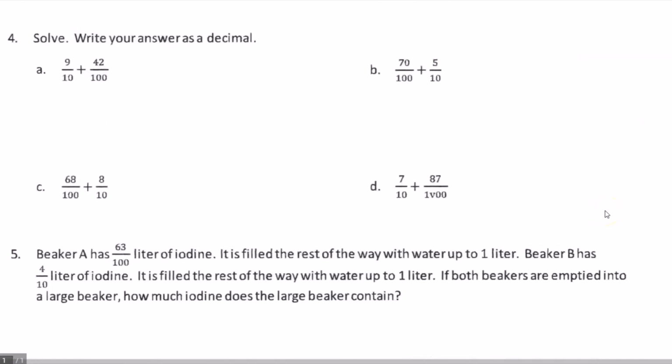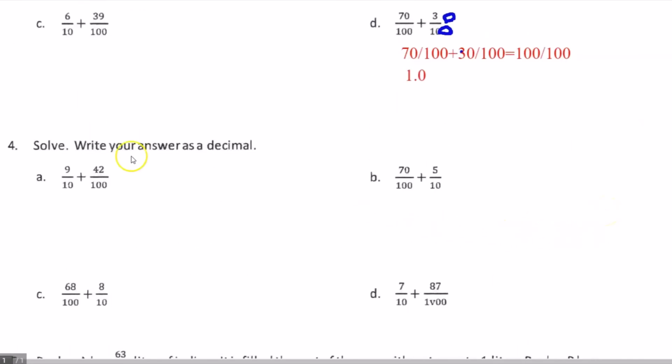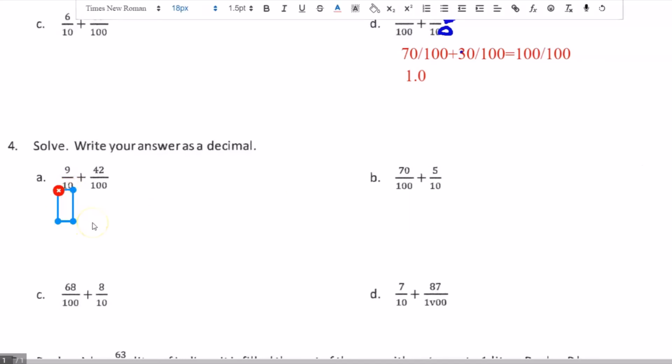Now, we have a word problem here, and we have these write your answer as a decimal. Now, these are simple too, but they get bigger than one whole number. These are all bigger than one whole number. Let's look at A. We have 9 tenths. Since we know what to do now, let's go ahead and convert it right away. 9 tenths is equal to 90 over 100 plus 42 over 100. You can get your calculator out. You can do it with pencil and paper.